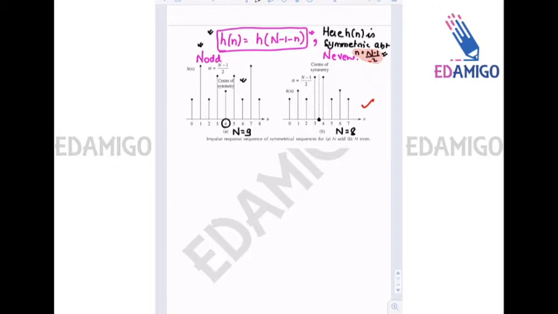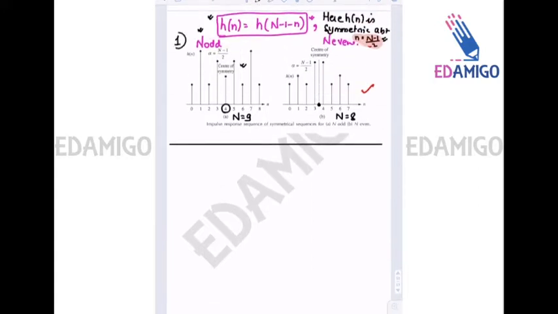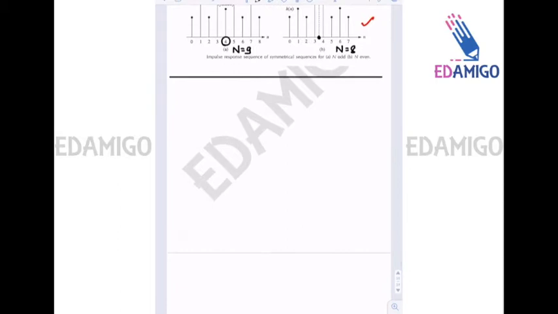Okay, now let us take another case. Okay, so in the previous case we have assumed that, okay, so this is 1 and this is 2. So these are the two conditions where the FIR filter can be of linear phase. Okay, now let us take another condition.